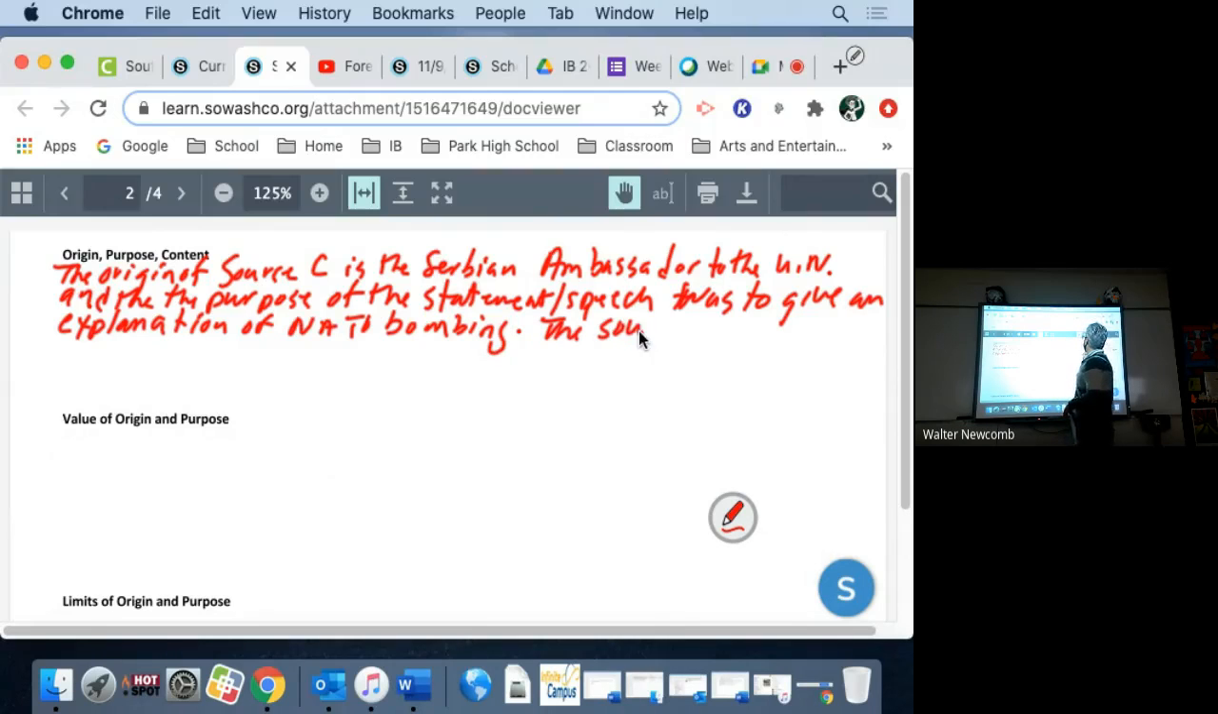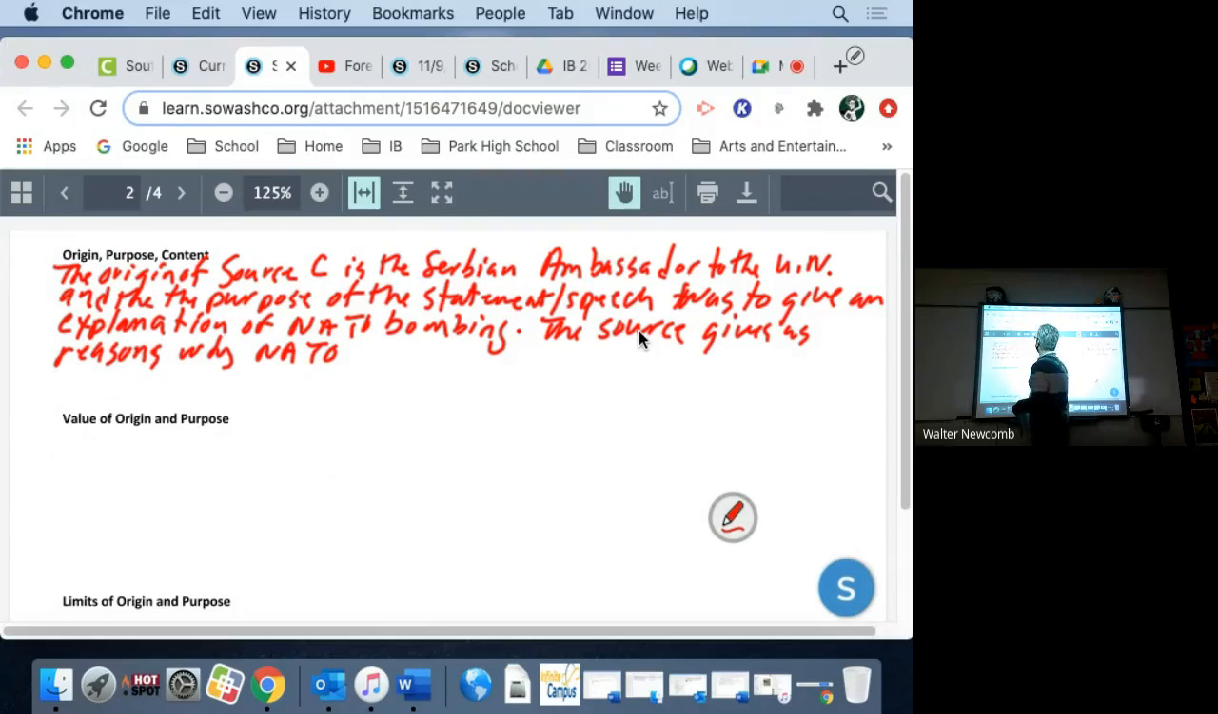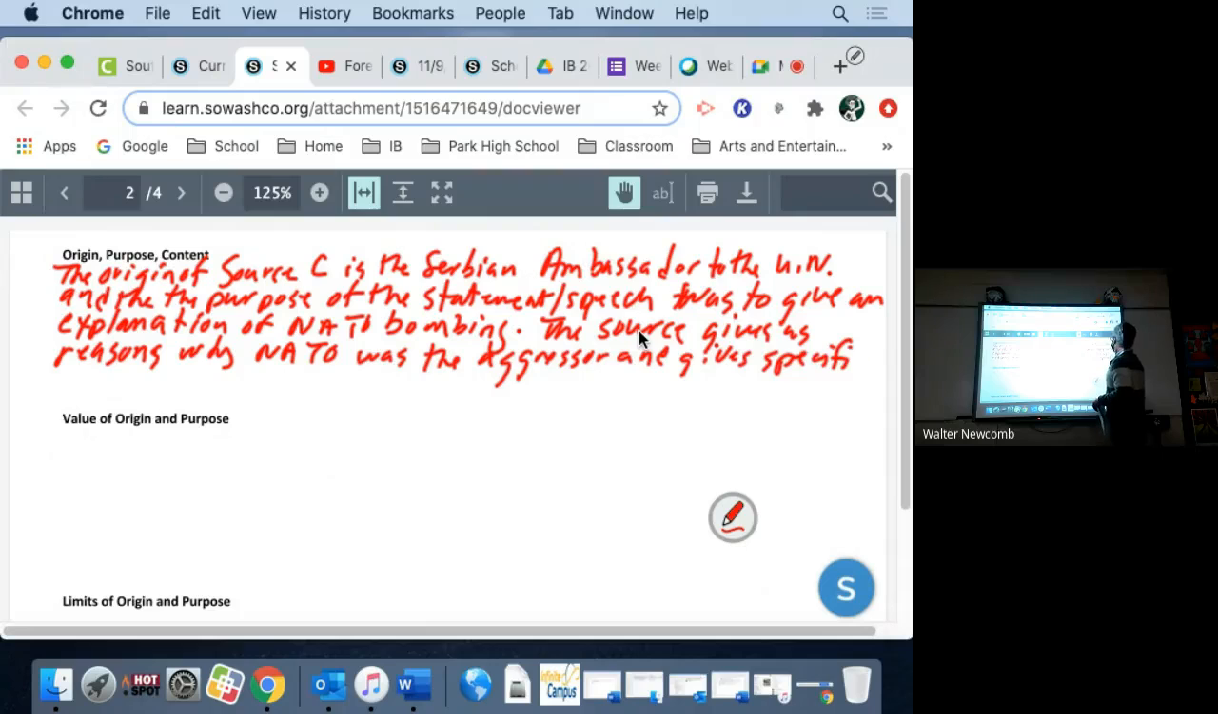The source gives us what about the bombing? If we look at the statement that he's given to the UN, what is he doing about the bombing? Saying it violates UN laws. Okay, violates UN laws. What else? Does he give us some examples? Okay, so the source gives us reasons why NATO was the aggressor and gives specific examples.